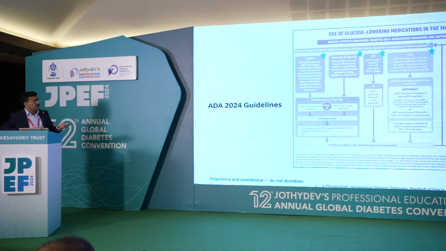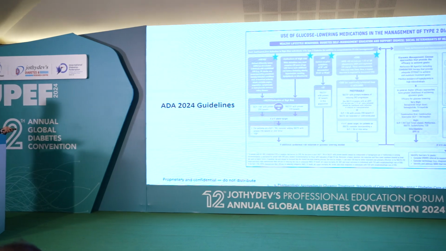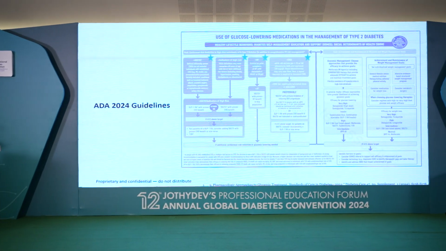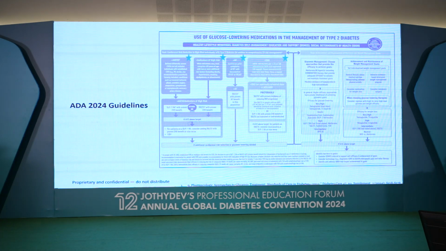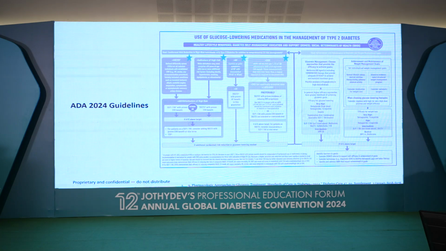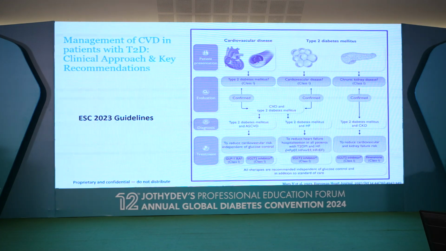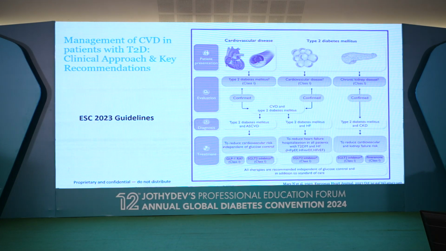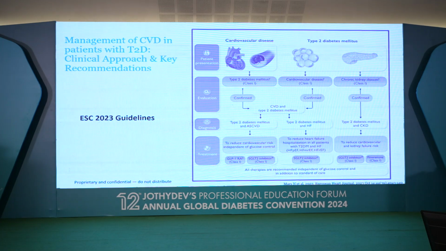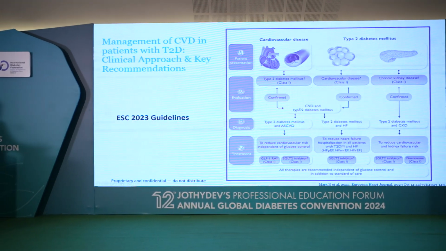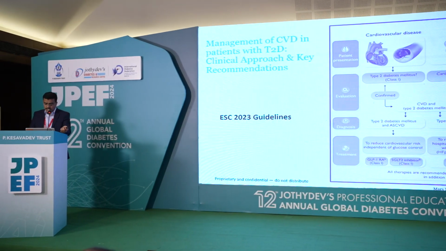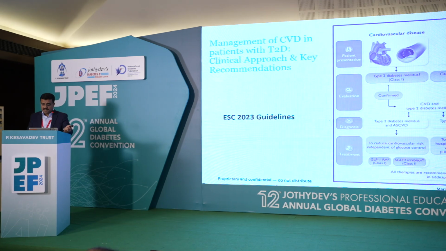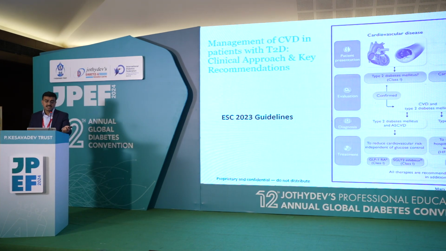In the same way, the ADA is also almost echoing the same criteria and guidelines, where ASCVD risk suggests the inclusion of GLP-1 receptor agonists with proven cardiovascular benefit, cardiac failure, SGLT2 inhibitor, and CKD, again SGLT2 inhibitor. So management of CVD, ESC 2023 guidelines, the clinical approach and key recommendation, what they say is that in a patient with CVD with diabetes, you should go for a GLP-1 receptor agonist followed by an SGLT2 inhibitor, and if there is heart failure, definitely again SGLT2 inhibitor followed by GLP-1 receptor agonist. And if there is CKD, then again SGLT2 inhibitor, and they have also suggested finerenone.